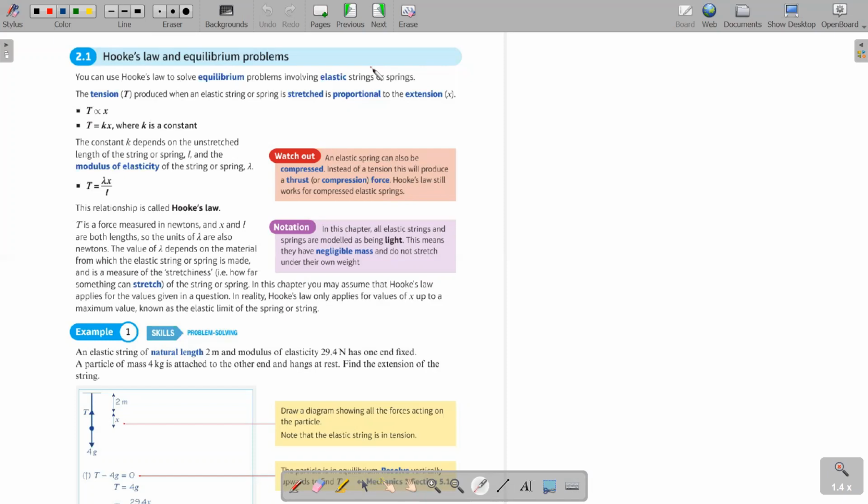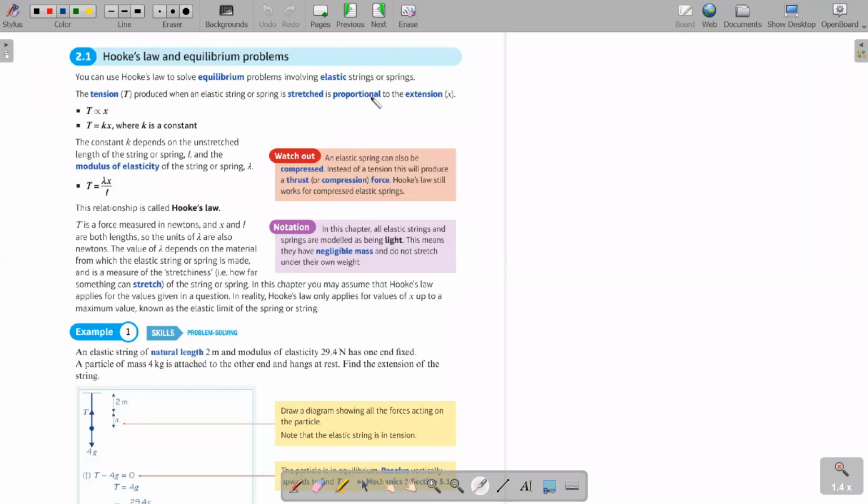So what do we mean by elastic strings or springs? Basically, elastic strings or springs are the ones that extend when you stretch them, when you pull them. You can stretch them. In M1 and M2, the strings we used were not elastic, because they never stretch. But the strings that we use in M3, most of them involve elastic strings and springs.